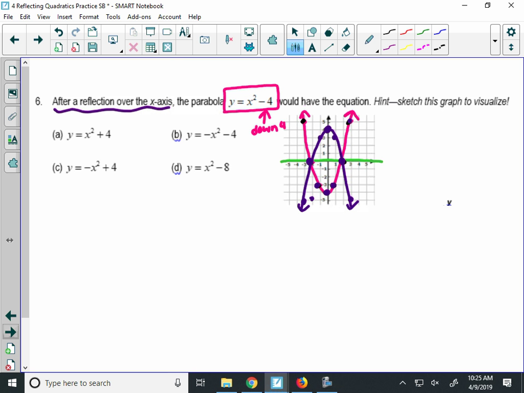So the equation of the purple has a vertex at 0, 4, and it's upside down. So we have a negative in front for being upside down. We didn't move left or right, so it's just x squared, and the vertex is up 4. So that equation would be C.